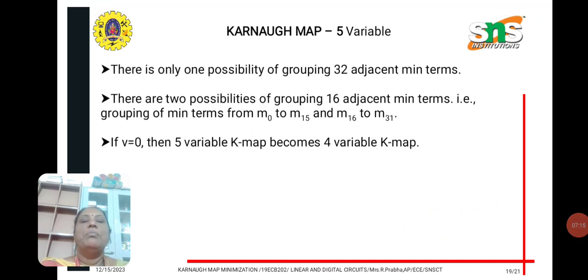Next is the 5 variable Karnaugh map grouping. There is a possibility of grouping 32 adjacent minterms. There are 2 possibilities of grouping 16 adjacent minterms, that is grouping of minterms from M0 to M15 and M16 to M31. So totally 32 minterms we can group, and if v is equal to 0, then the 5 variable K-map becomes a 4 variable K-map. So in K-map there is one limitation. We can do K-map only for up to 5 variable Boolean expressions. So if we go for more than 5, we have to go for other methods.